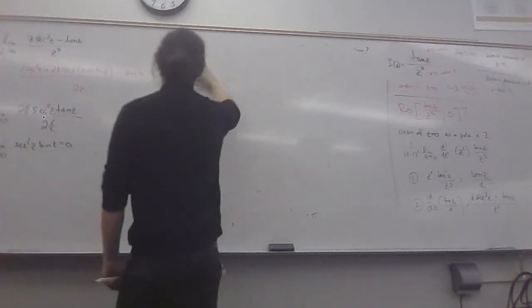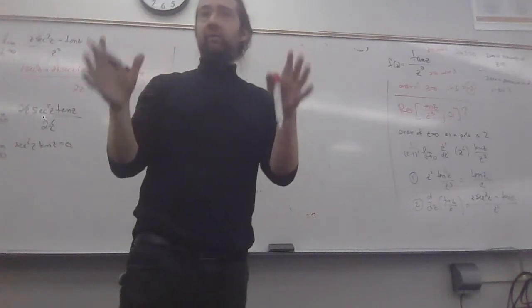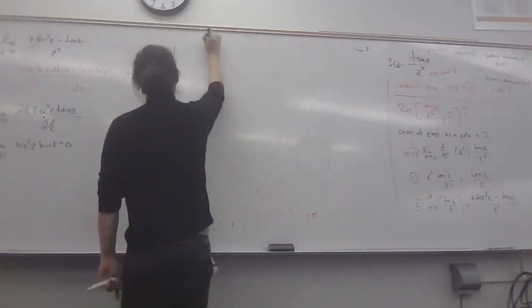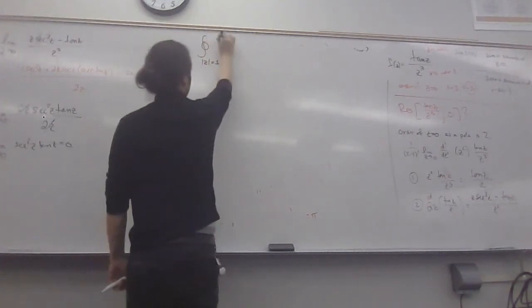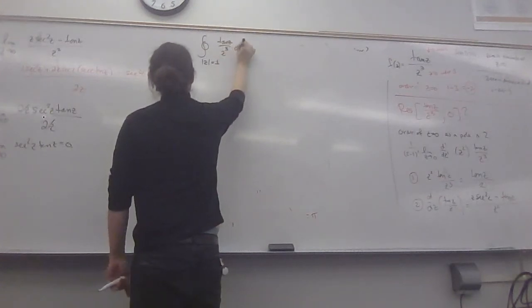Anyway, so now let's reverse ourselves. We've reverse engineered ourselves into an exam question that looks really hard: the integral around the circle modulus of z equal to 1 of the tangent of z over z cubed dz.